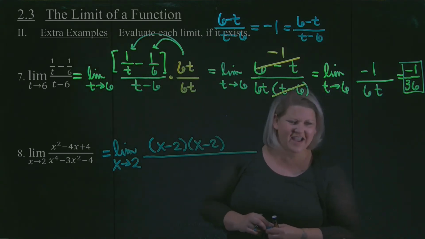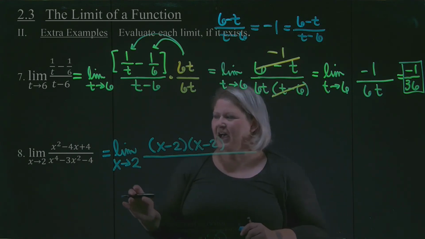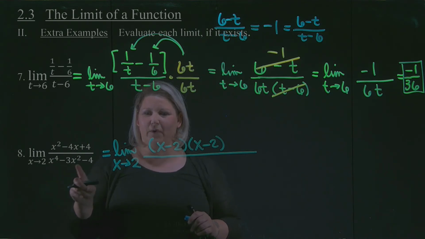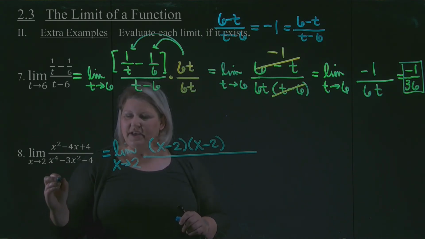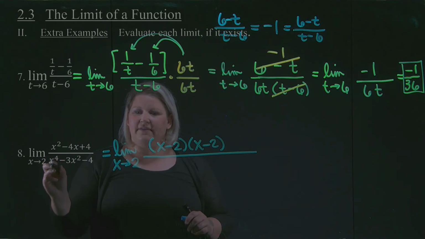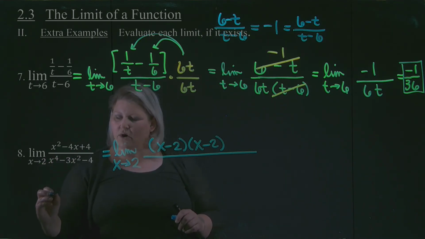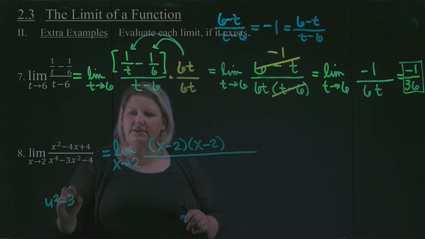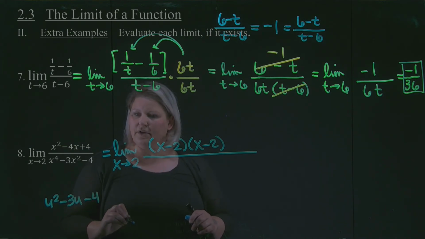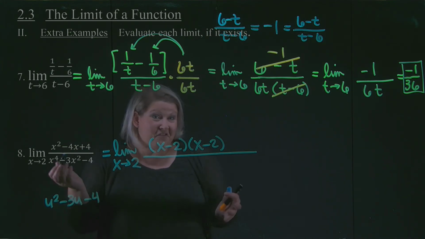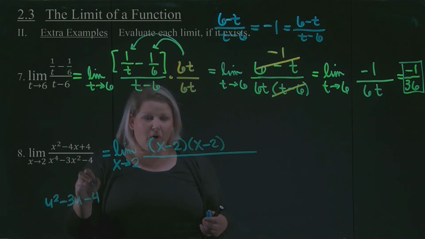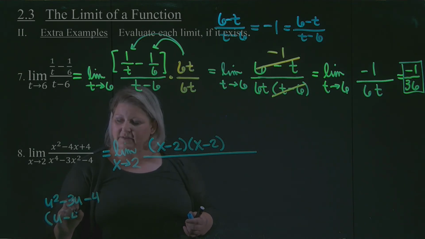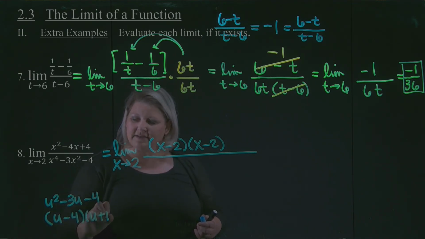The next one. Notice this. I don't know if you remember this from your pre-calc classes, but this is what we would call quadratic in form. Just imagine if you had this x to the 4 minus 3x squared minus 4, imagine instead if you had this equation: u squared minus 3u minus 4. Can you factor that one? Well, yeah, that's easier to factor. What factors of 4 subtract to give me negative 3? So I'm going to have u minus 4, u plus 1.